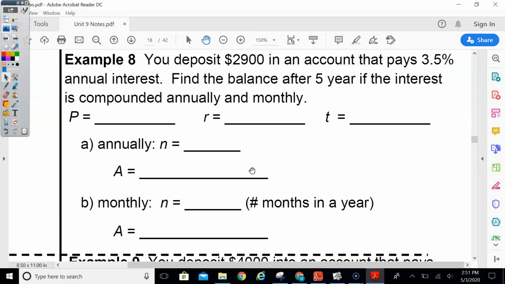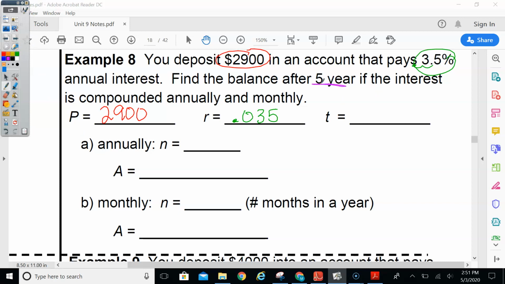So number 8 says you deposit $2,900 in an account that pays 3.5% annual interest. So $2,900, here's your P. R is 3.5, which as a decimal would be 0.035. Again, you just take this 3.5 and divide it by 100. That's what this little percent sign means. Divide by 100.